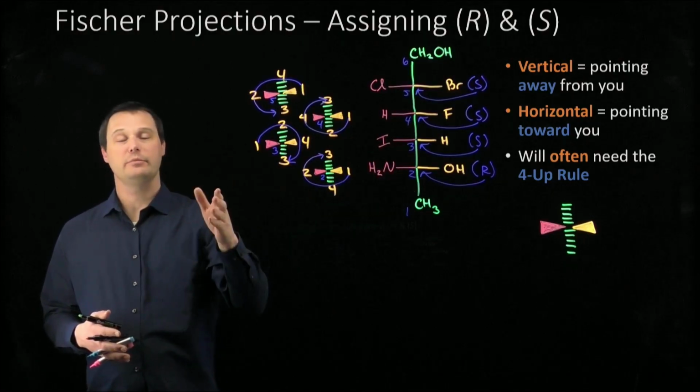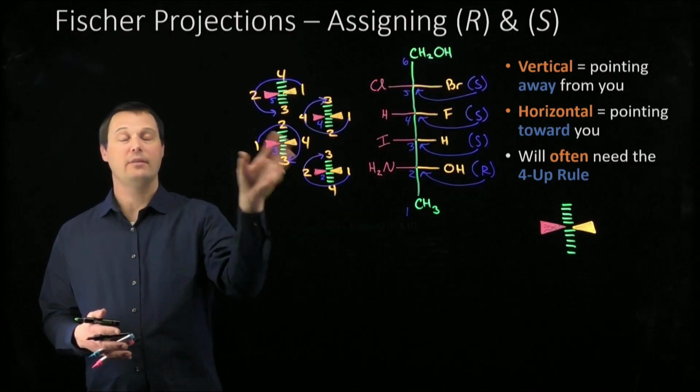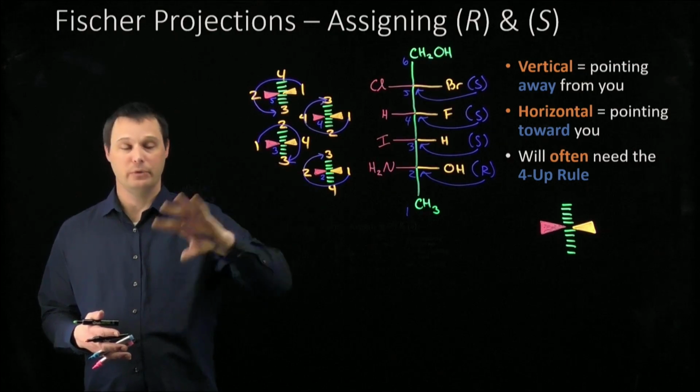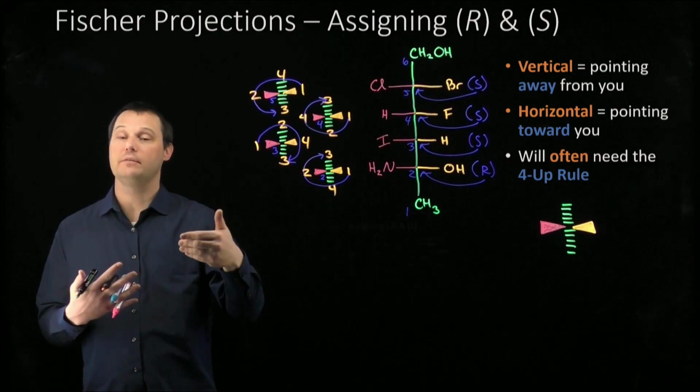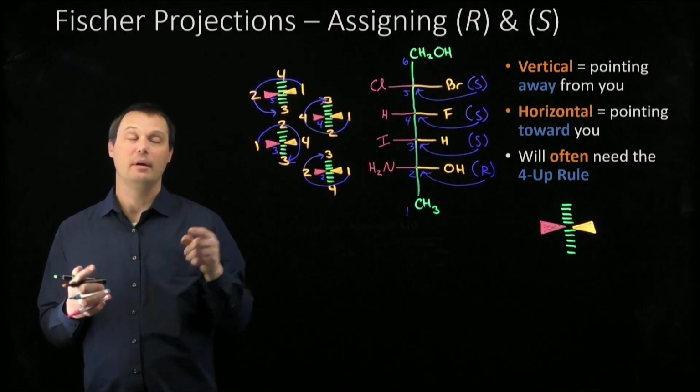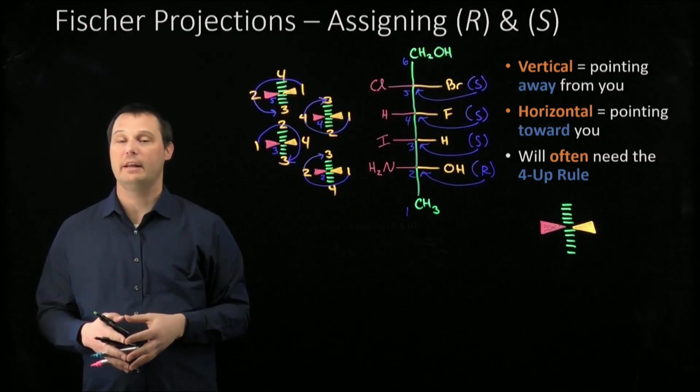Once we convert the Fischer projection into the line angle structure, it will have all of the wedge and dash already drawn for you. You can use all of your regular wedge and dash tips, tricks, and hand rules to get the R and S configuration correct the first time by simply drawing the Fischer projection as the line angle structure first.